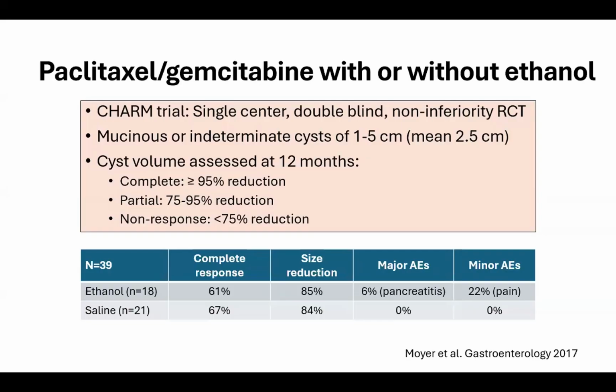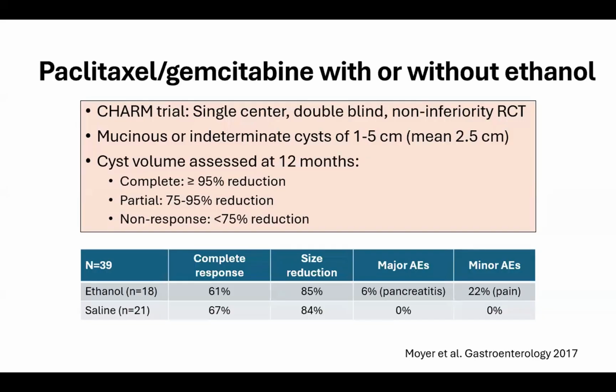And they evaluated complete response that is defined as more than 95% reduction in the cyst, partial response between 75 and 95, and non-response less than 75. And I think that these are important as we evaluate our programs and we have definitions that we can use homogeneously between the trials and we communicate among each other.